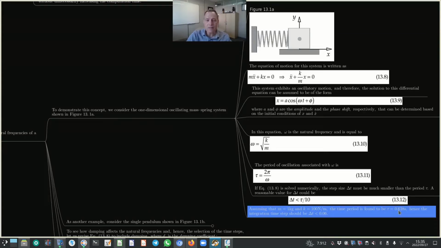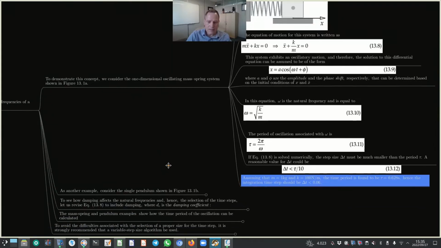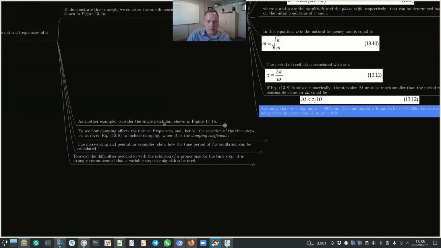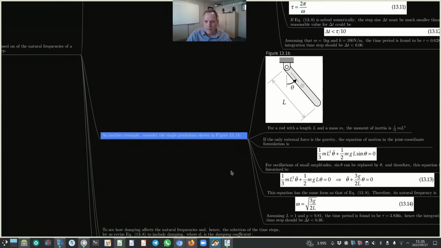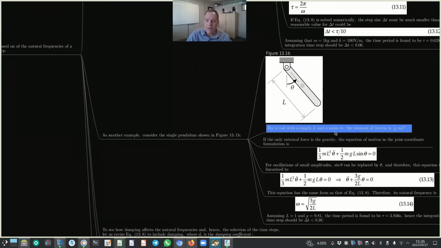slightly less than 1/10 of the period. Okay, as another example, consider the single pendulum shown in figure 13.1b. For a rod of length L and a mass m, the moment of inertia is 1/12 mL squared. Okay, and that is the moment of inertia about the center of gravity.